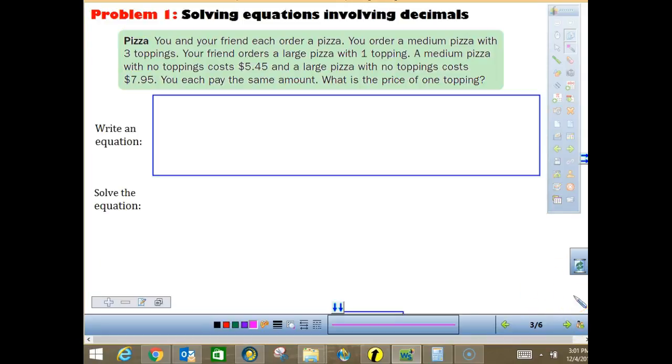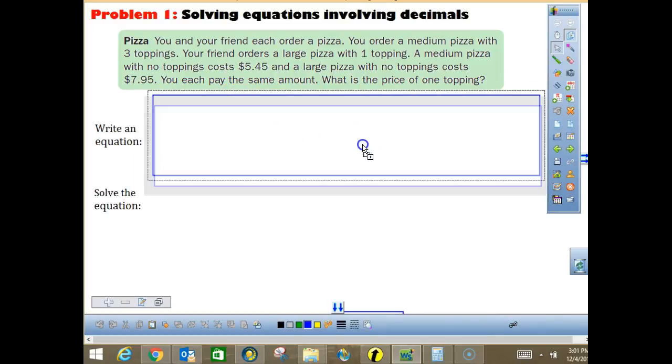So in our notes, if we are taking a look at this story problem. It says, for pizza, you and your friend are going to order pizza. You order a medium pizza with 3 toppings. Your friend orders a large pizza with 1 topping. It says the medium one with no topping is $5.45. A large with no topping is $7.95. You pay the same amount. What is the price of each topping?